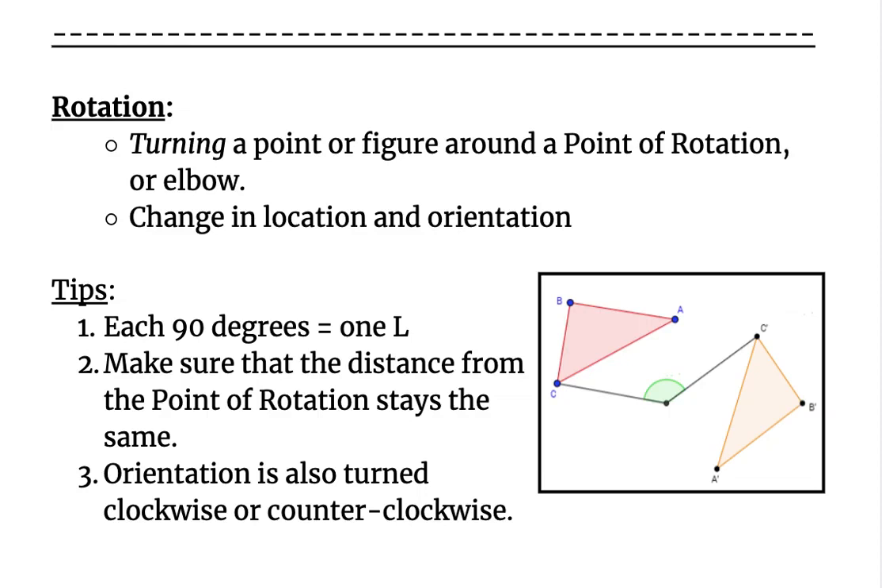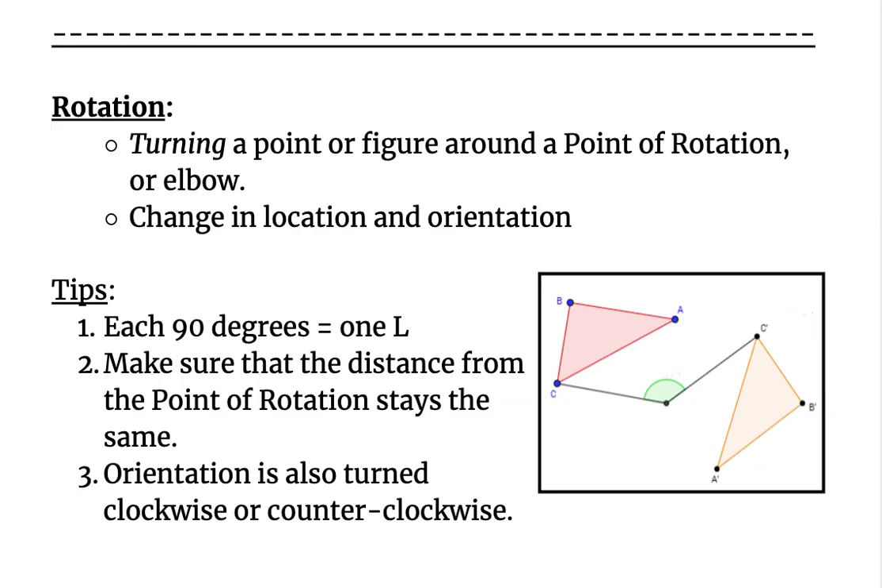Some tips when performing rotations is to remember that 90 degrees creates an L shape. So if you are rotating 180 degrees, that would be like two L shapes. So you can use those L shapes to kind of help you measure 90 degrees. And then obviously 45 degrees would be like half of an L shape. So that's a good way to measure degrees easily, at least visually.